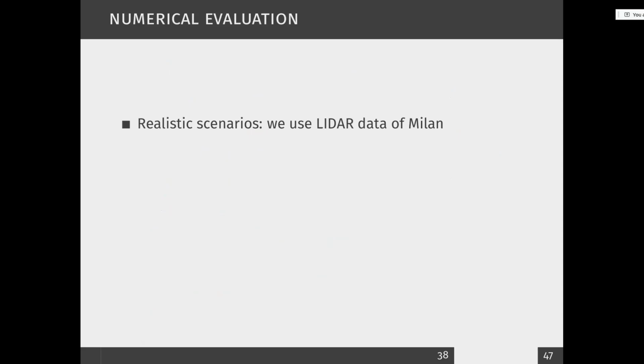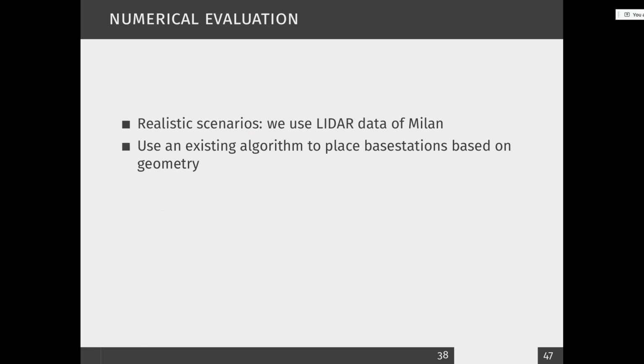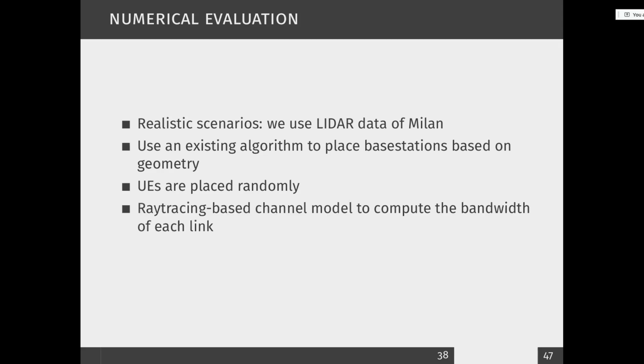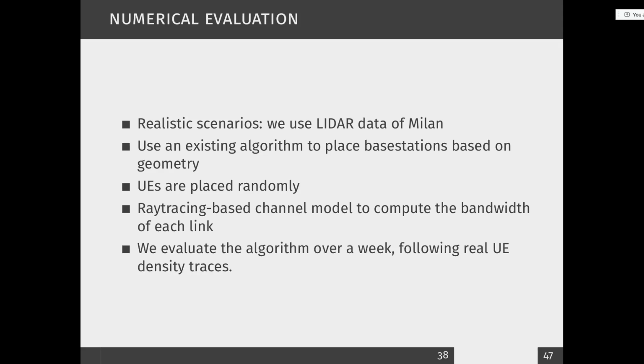So in terms of evaluation, we used realistic scenarios. So we used LiDAR data of Milan, LiDAR scans of the city. And then from those LiDAR data, we can use the geometry to use an existing approach to place the base stations. So this is an approach that uses the coverage algorithm, trying to cover as much of the city as possible. The UEs are placed randomly. And we use a ray tracing channel model to compute the bandwidth of each link. So after all this is done, we have the measurement graph and we could run the approach.